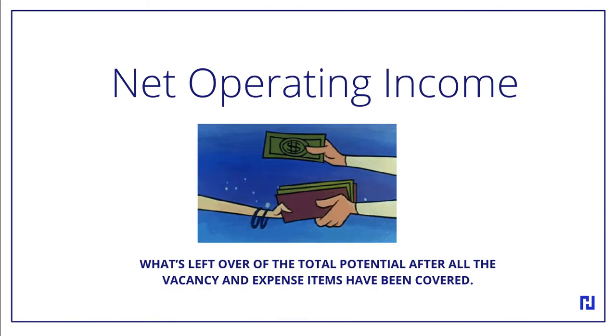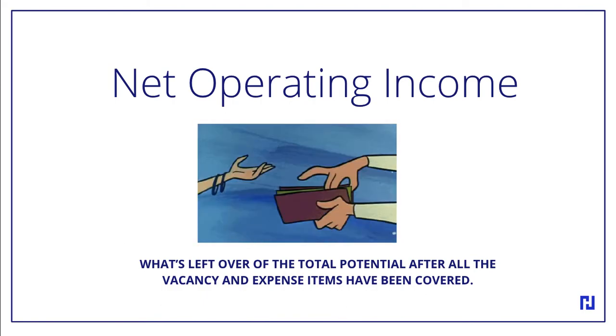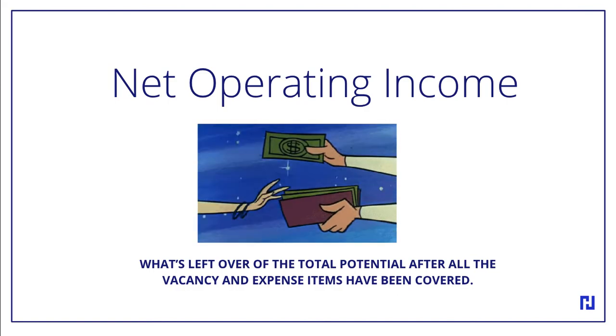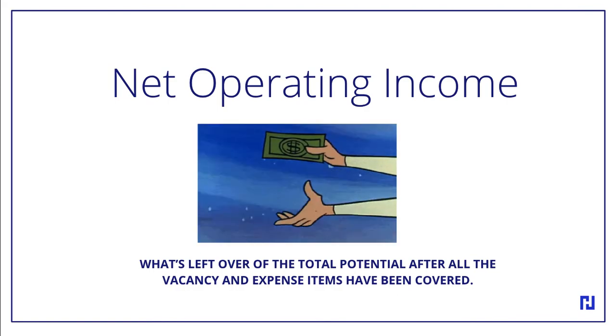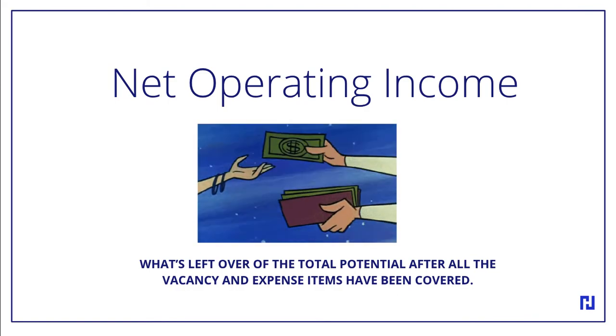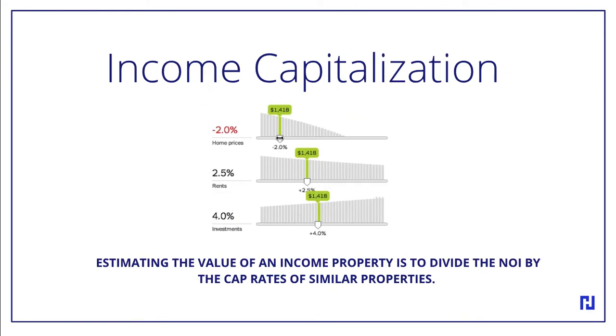Net operating income is what's left over of the total potential income after all the vacancy and expense items have been paid. Income capitalization is estimating the value of an income property by dividing the NOI by the cap rates for similar properties. It allows you to compare property to property, again, as an apples-to-apples comparison.